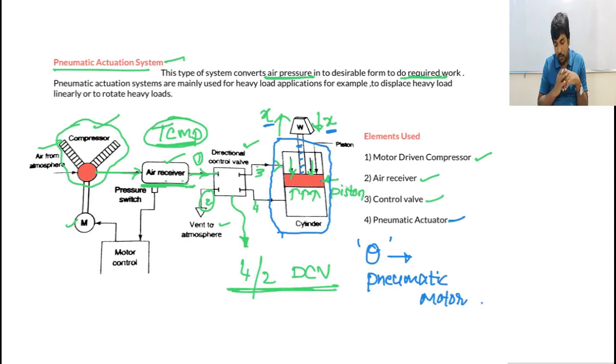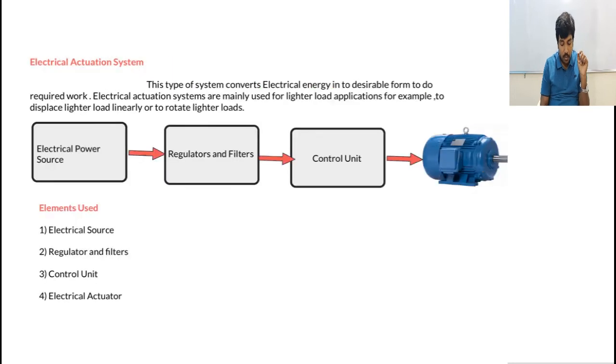Clear? So this is all about the pneumatic actuation system. I hope you understood. Let us go to the third one. In fact, the last one is the electrical actuation system. Now let me start from the basics again. By this time you should understand one thing.